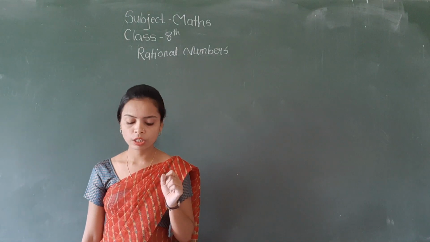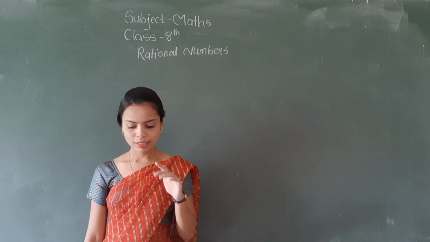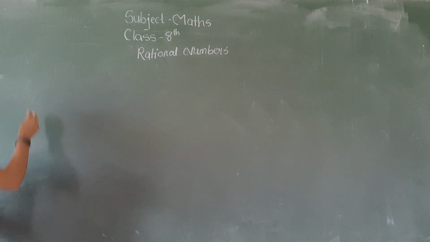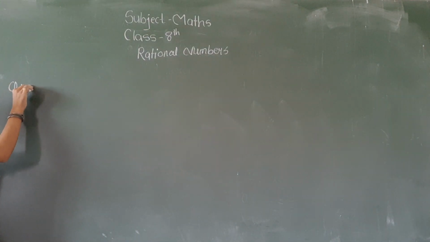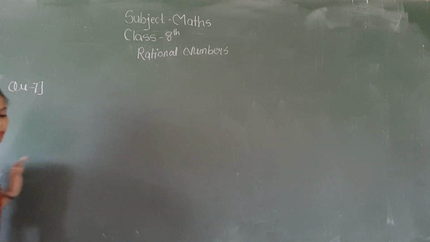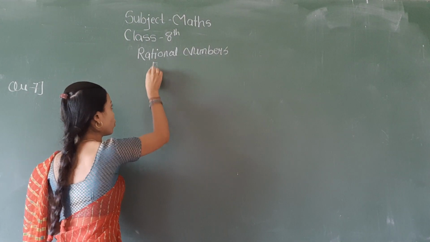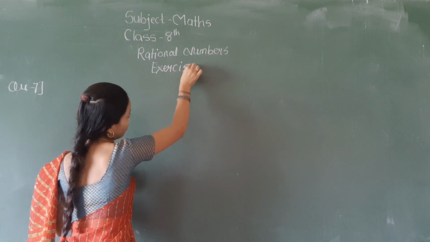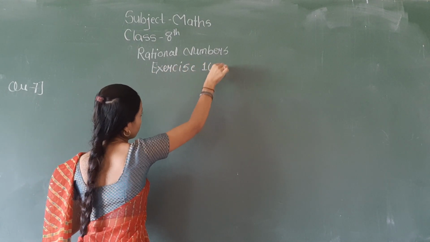आज हम लोग कौन सा क्वेश्चन देखने वाले हैं? क्वेश्चन नंबर 1 to 6 हो गया. क्वेश्चन नंबर 7, of which exercise? Exercise 1A, question number 7.